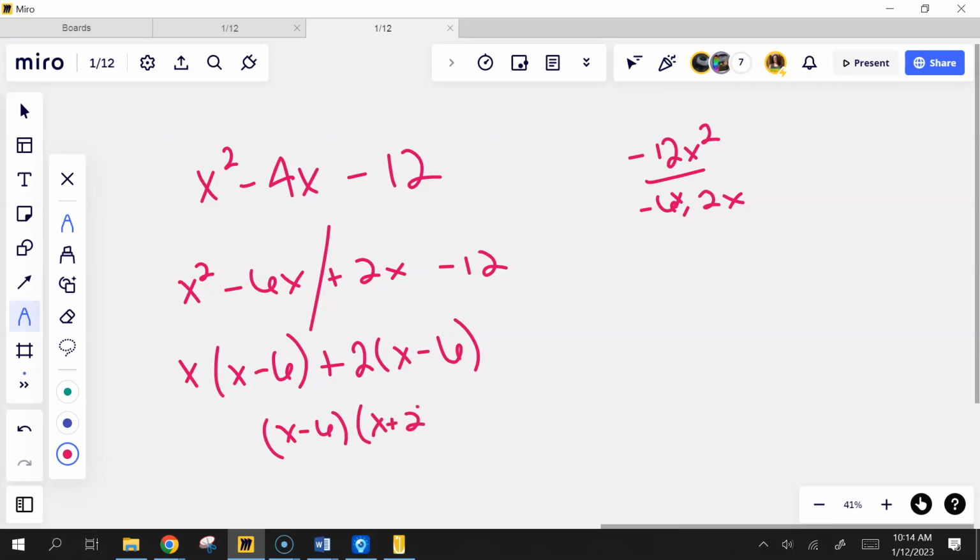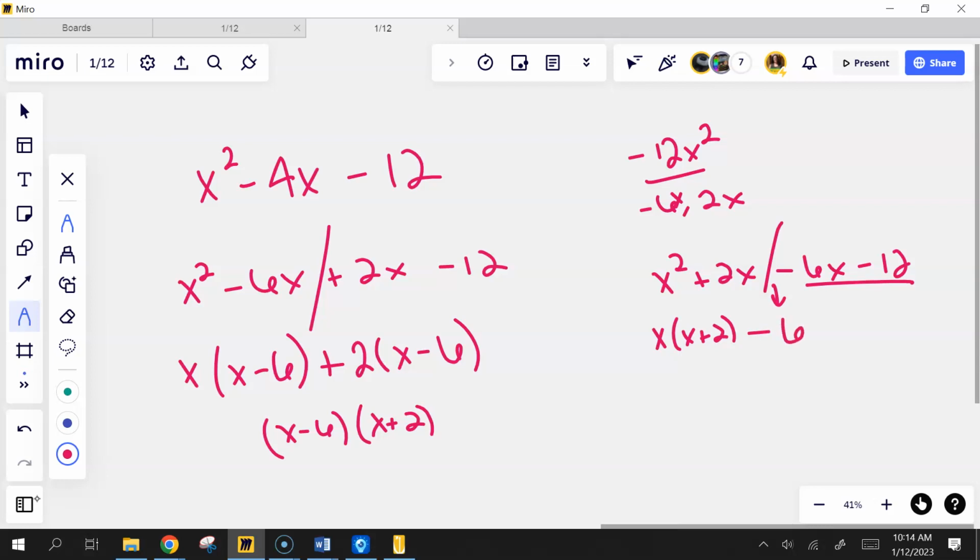X plus 2. Now, I do want to take just a minute, and let's say I wrote it as x squared plus 2x minus 6x minus 12. I want to show you what happens here. When I slash it, I take an x out of the first two. Remember, I always tell you that middle sign comes down. What can you take out of these two?